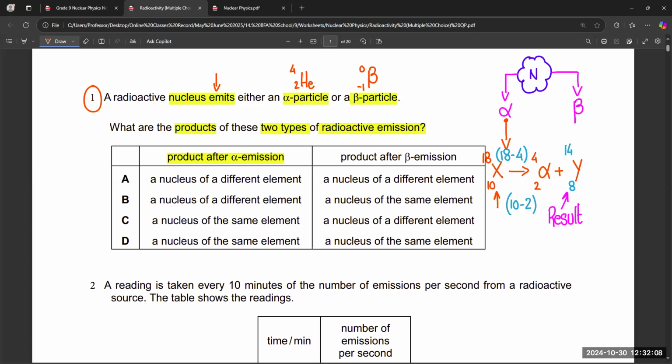Because alpha has its own atomic number and atomic mass. When you subtract alpha from the main nucleus, we will get another element in the result. That's why we are writing alpha plus another element. Alpha and Y are small nuclei. If you combine them again, it will give you the same result as X. Yes, sir, I now got it.